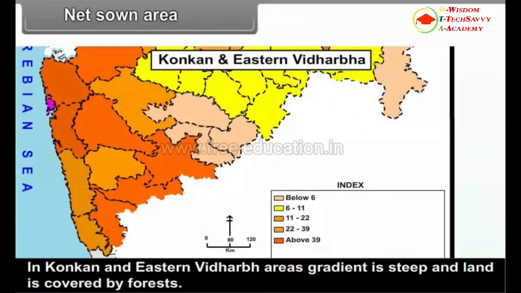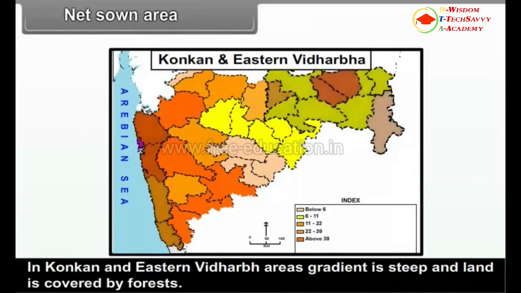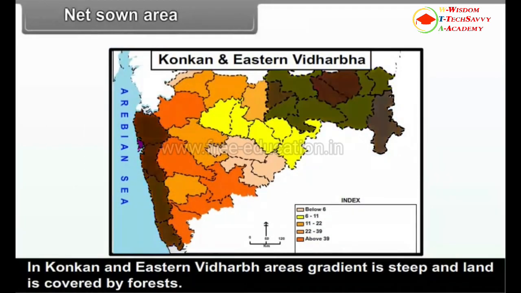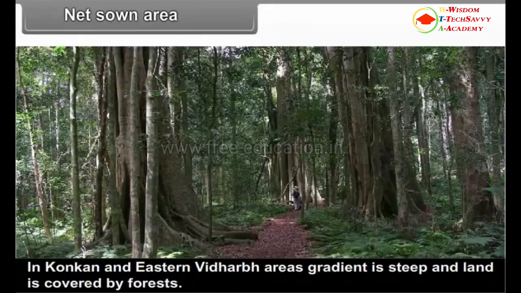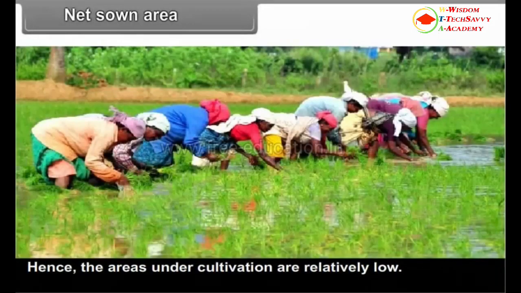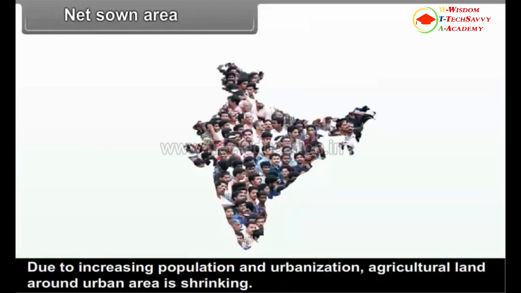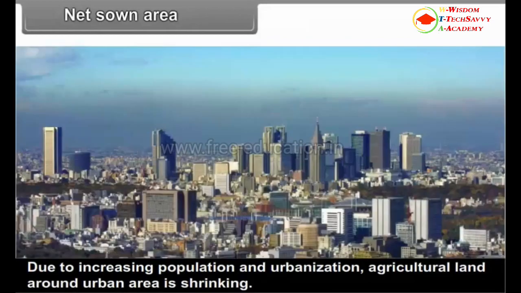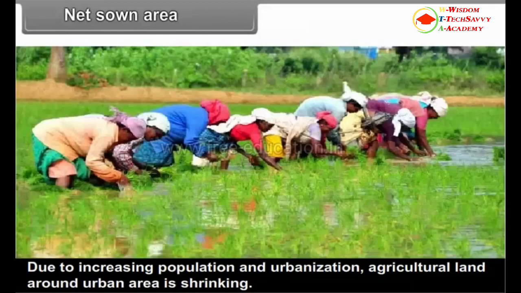In Konkan and eastern Vidarbha, the area's gradient is steep and the land is covered by forests. Hence, the areas under cultivation are relatively low. Due to increasing population and urbanization, agricultural land around urban areas is shrinking.